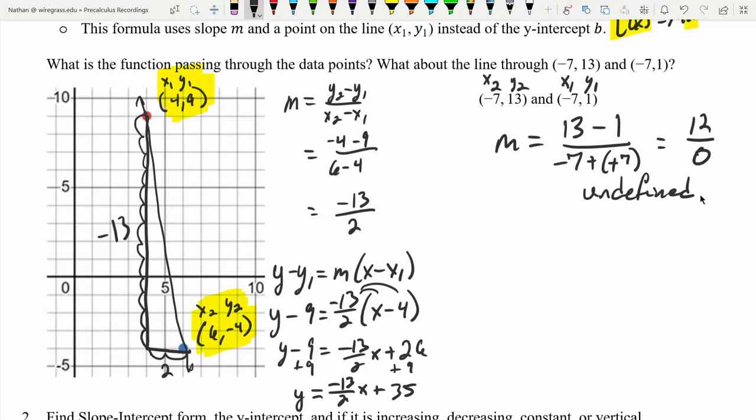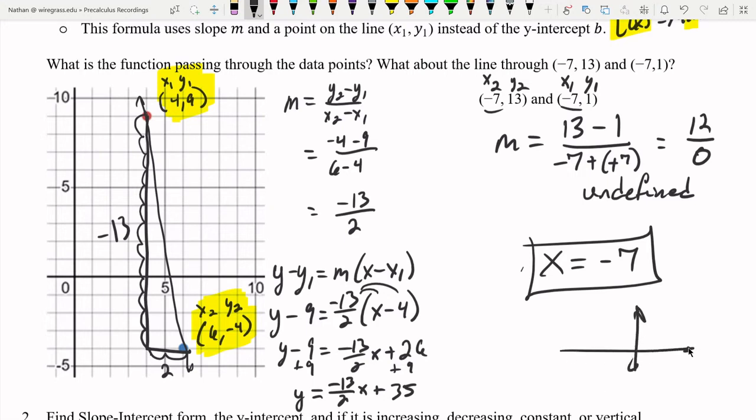Because we do not have a slope, that means that this is not a function. It's actually a vertical line. And the vertical line passes through the x-coordinate, negative 7. So the equation of this line is going to be x equal to negative 7. It doesn't matter what y is, you always get x equal to negative 7. If you're to graph it, I can graph it real quick. We have 1, 2, 3, 4, 5, 6, negative 7. The vertical line right there, that is the function.